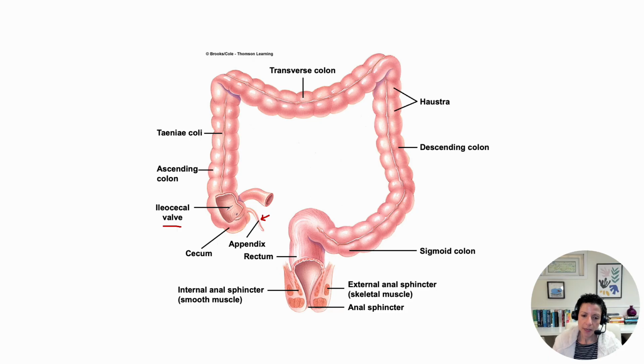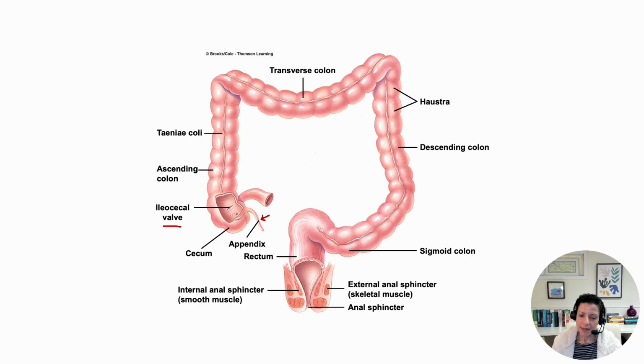Okay. And so then from the cecum, we move into what's called the ascending colon. Okay, that ascending colon. From the ascending colon, we move into the transverse colon, right? That moves from the right side of the person to the left side. From there, we get to the descending colon, and then this sort of curved S-shaped sigmoid colon, and then finally to the rectum.